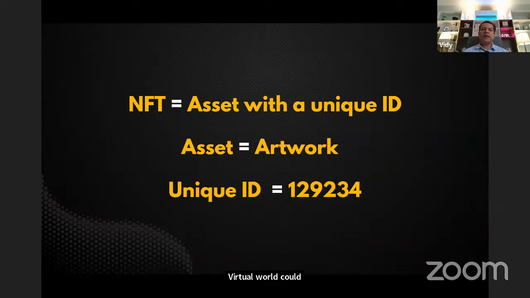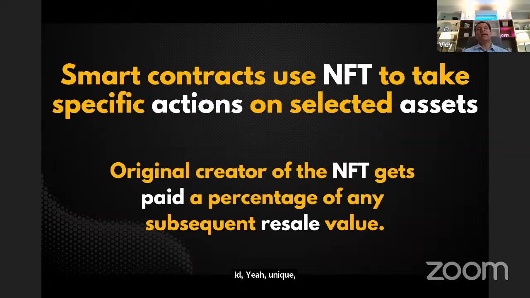Another example of an NFT in a virtual world could be photographs or artwork. Each and every artwork has a unique asset ID. That unique ID is an NFT. And NFTs can then be used to trade or exchange for different services. Smart contracts use NFTs to take specific actions on selected assets.